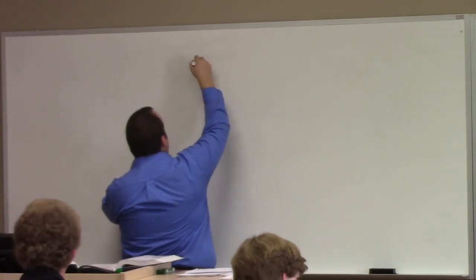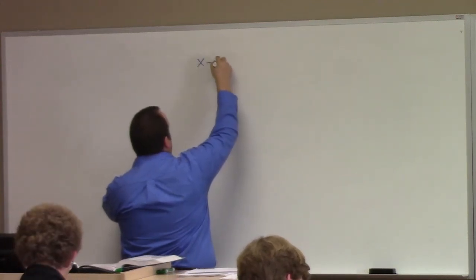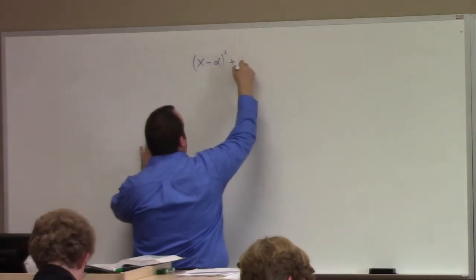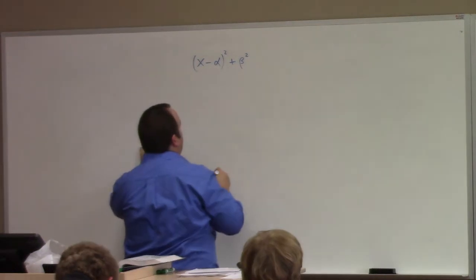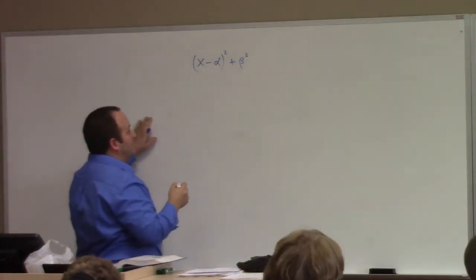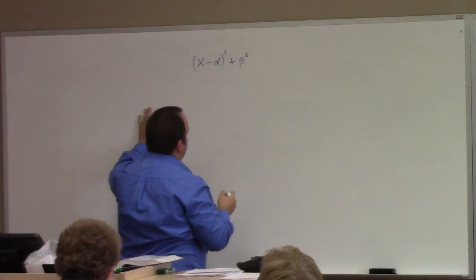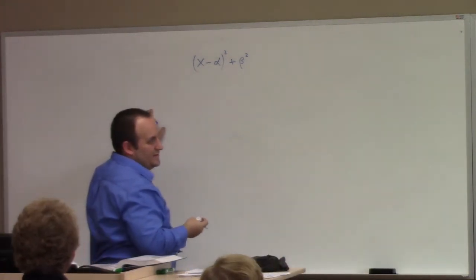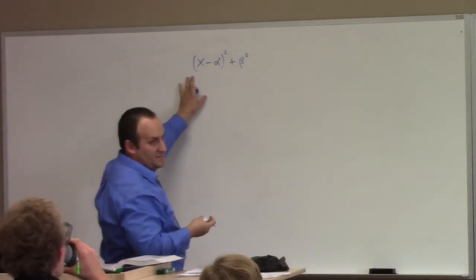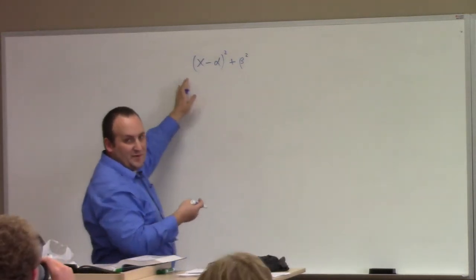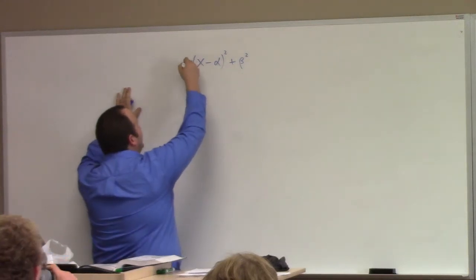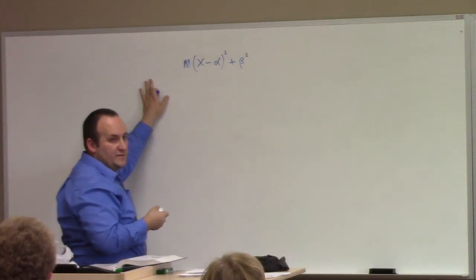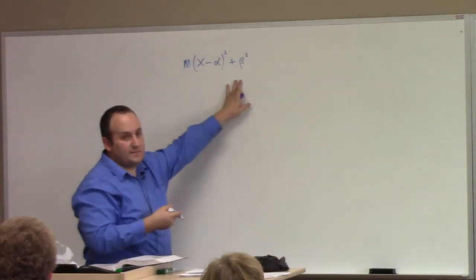So if we have something that looks like x minus alpha squared plus beta squared, right? And I could try to make it even more awful. What happens if you put an m over here? What kind of substitution should you make to take care of an expression like that?